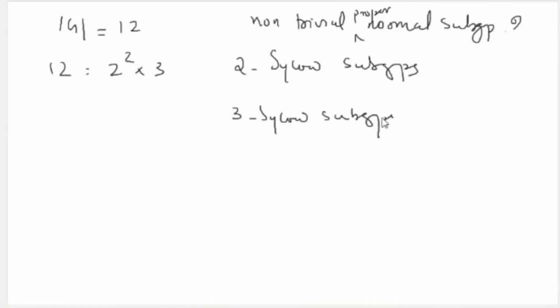The Sylow 2 subgroup, what is the order of that subgroup? We can call it H1. The order of this group is 4 and here the order is 3. Another theorem, the second Sylow theorem, says that any two Sylow groups are conjugates. If P1 and P2 are two Sylow groups, then P1 is equal to g P2 g inverse for some g in G.